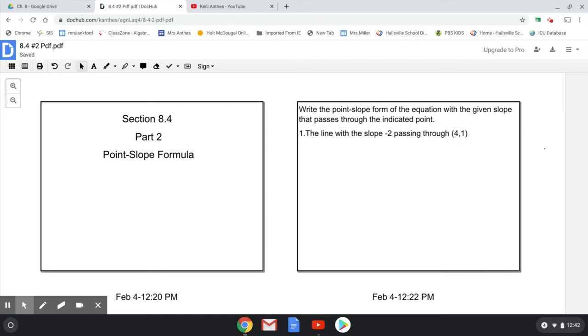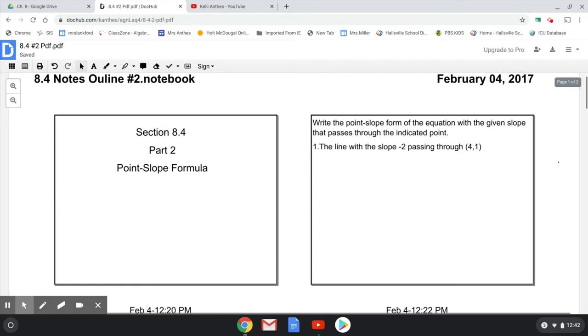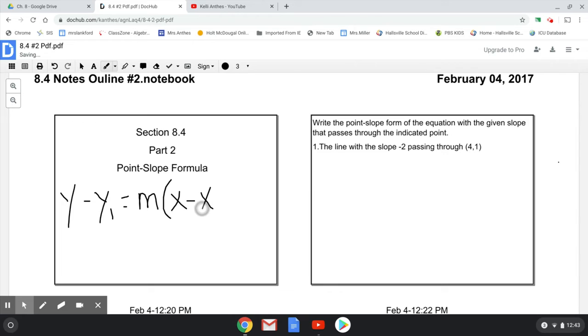All right, so this is 8.4 part 2, using the point slope formula. Remember that point slope formula we've already learned is y minus y1 equals m parentheses x minus x1.